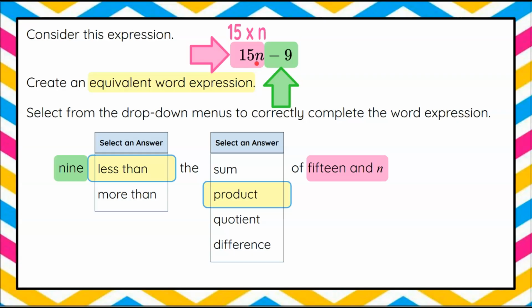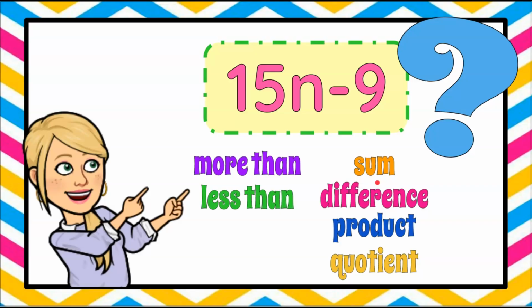So 15n subtract 9 can be read 9 less than the product of 15 and n. And there you have it. That is how we determine which word phrases represent an algebraic expression.